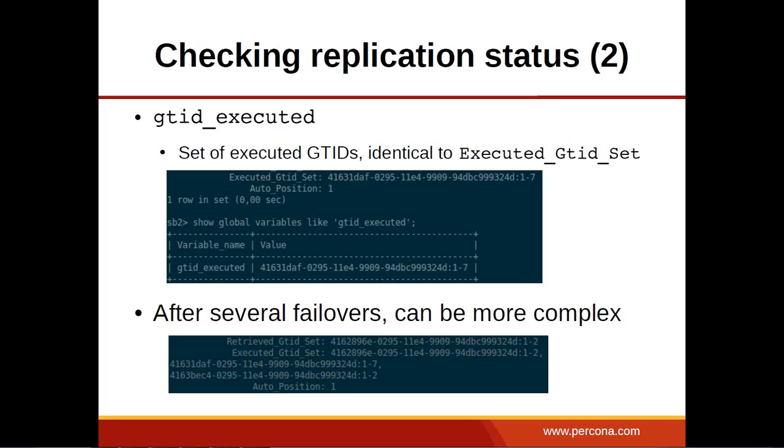Basically we have 3 GTID sets, which means that the server with UUID 416289, etc. was the master for some time, but then we also had the server with UUID 41631 DIF, etc., and then the third server was also a master for some time. So this is something to keep in mind. For instance, if you want to use executed GTID sets in scripts, be aware that this string may be more complex than just server UUID colon transaction start, transaction stop. It may have several lines.